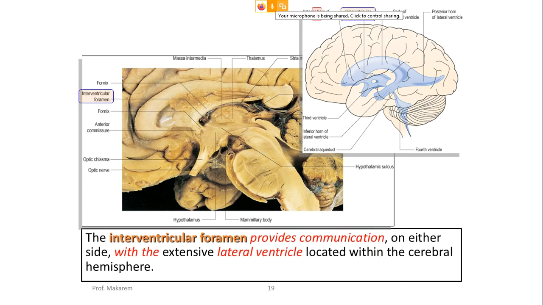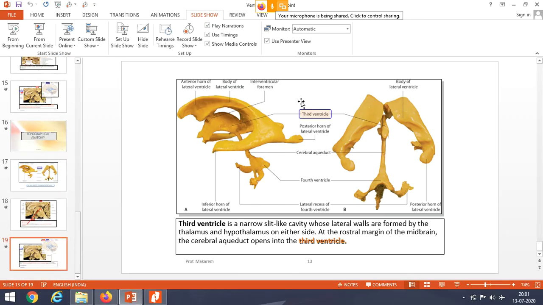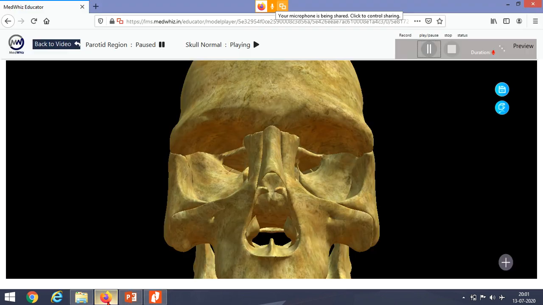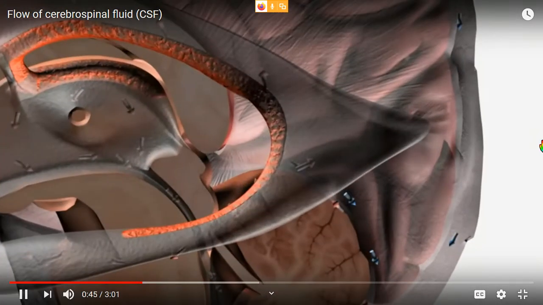Then the interventricular foramen of Monroe provides communication on either side with the extensive lateral ventricles located within the cerebral hemisphere. That is the end of this class on the lateral ventricles and the third ventricle. I just want to show you one video on how the cerebrospinal fluid, after being produced by the choroid plexus, enters these ventricles. Please bear with me. Yes, let us see the video of cerebrospinal fluid.